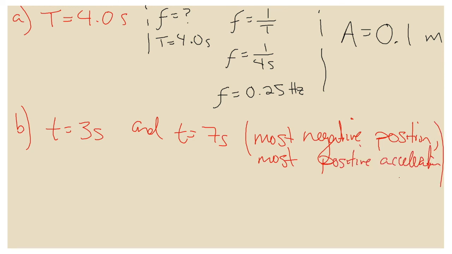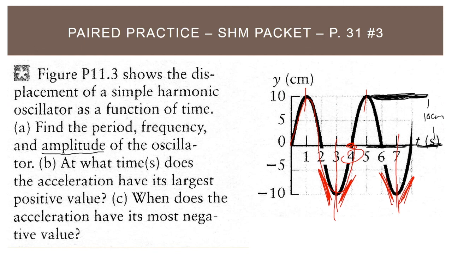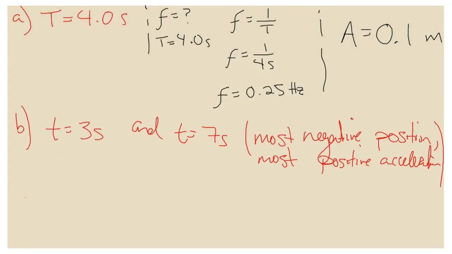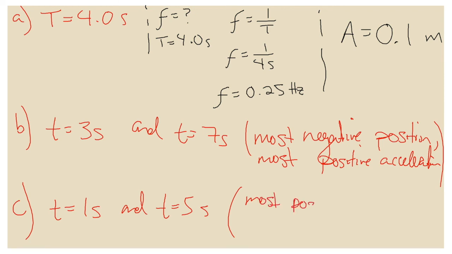For part C, it's basically going to be the reverse of that. The acceleration has its most negative value when the velocity changes from positive to negative. And so that's going to be at 1 and 5 seconds. So for C, the answer is t equals 1 second and t equals 5 seconds. And I'll write here in parentheses, the most positive position is the most negative acceleration.